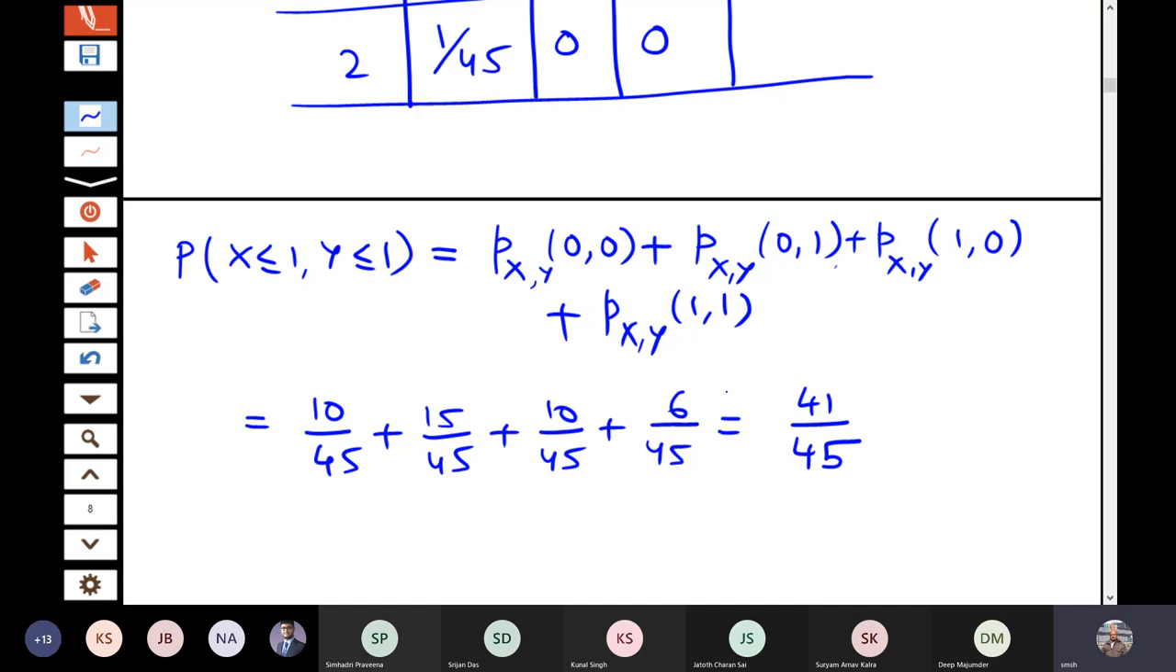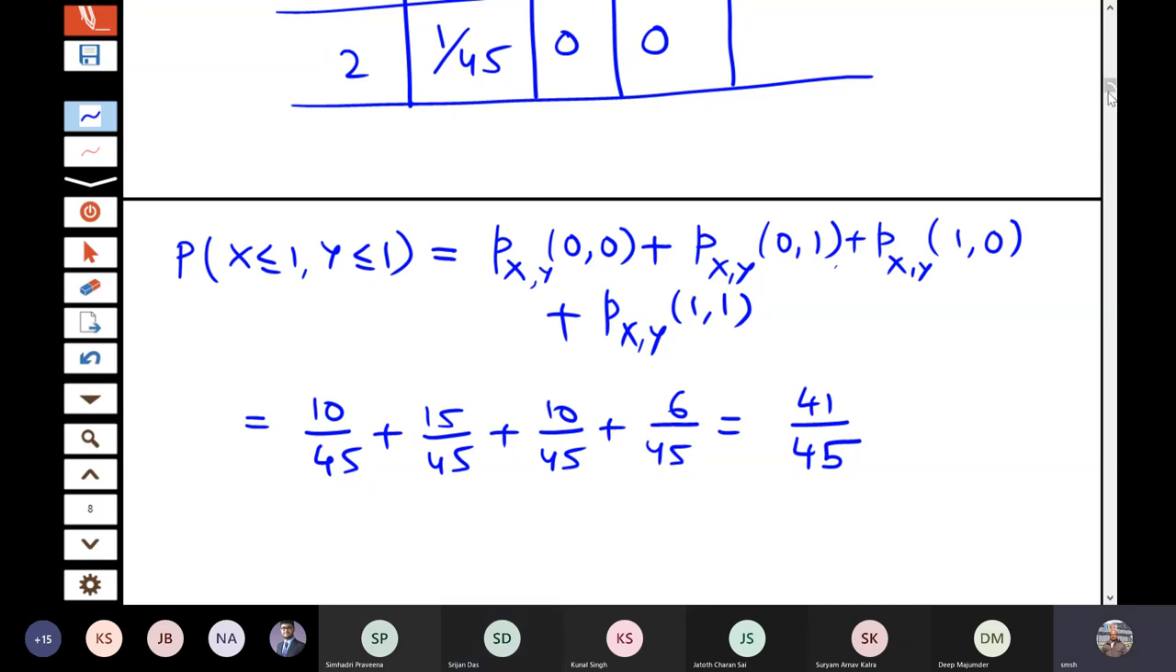Is it clear? Is this example clear? Yes, sir.